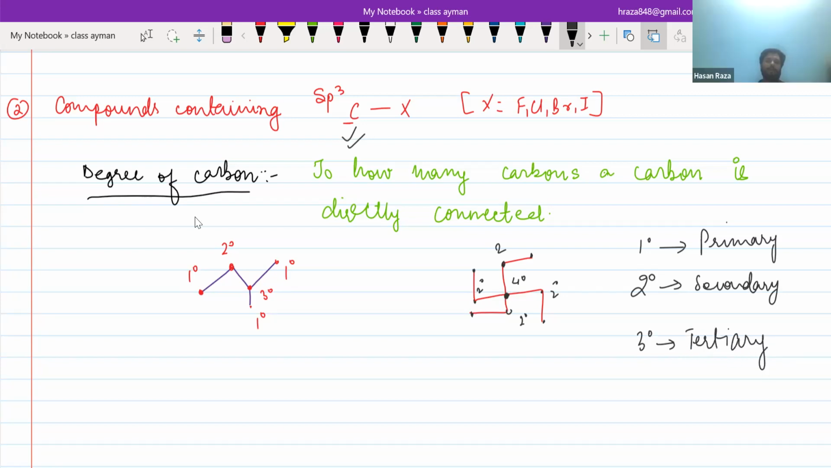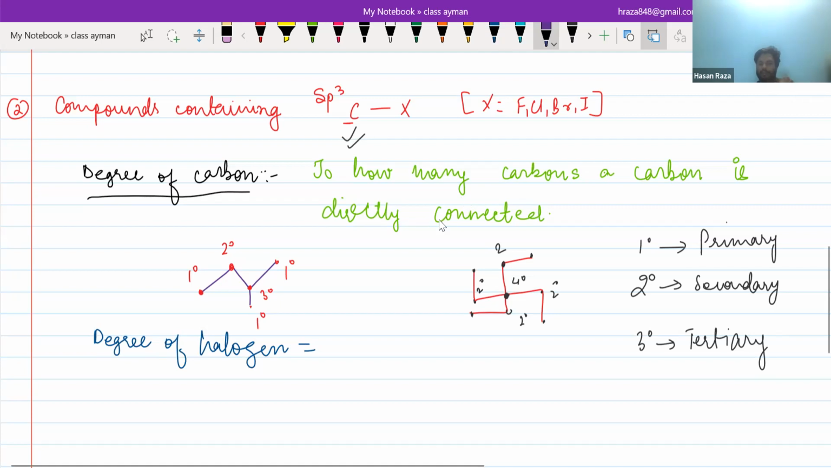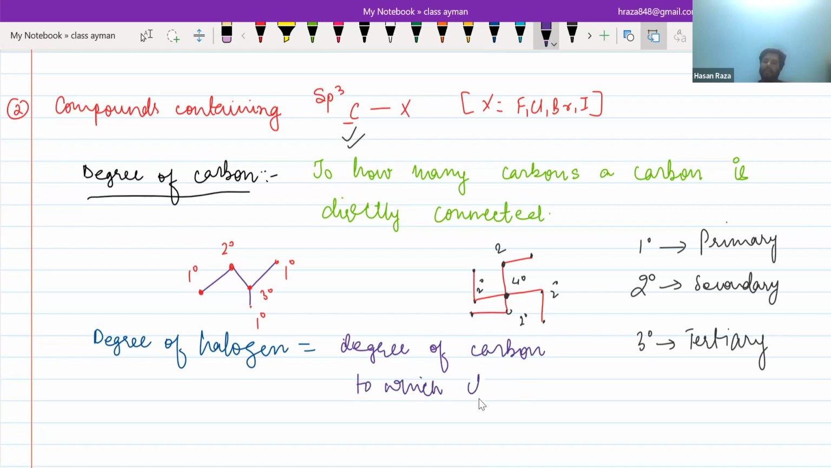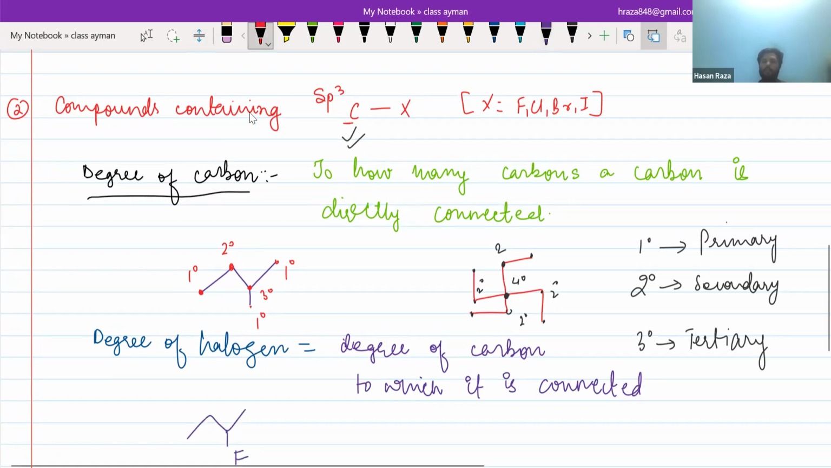Now we will study the degree of halogen. How are we going to calculate the degree of halogen? Basically, the degree of halogen will be equal to the degree of carbon to which it is attached. Are you getting my point? If I give you a structure like this, where X is fluorine, chlorine, bromine, or iodine, can you tell me the degree of halogen?